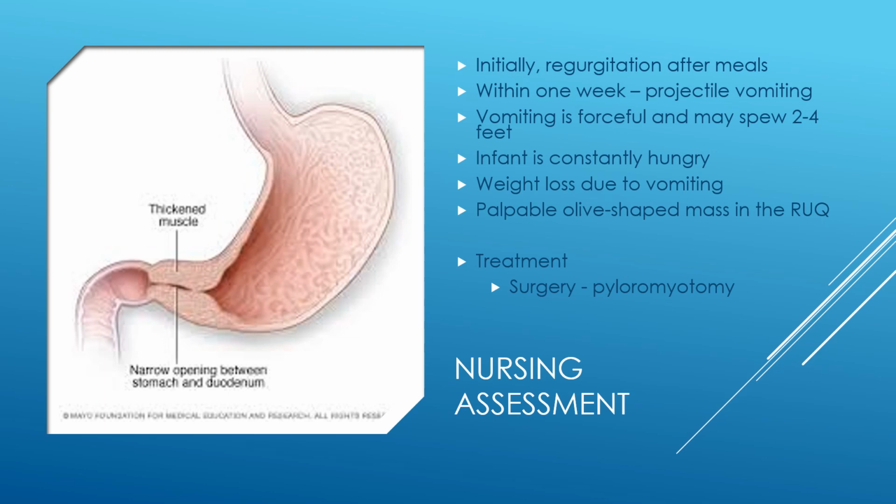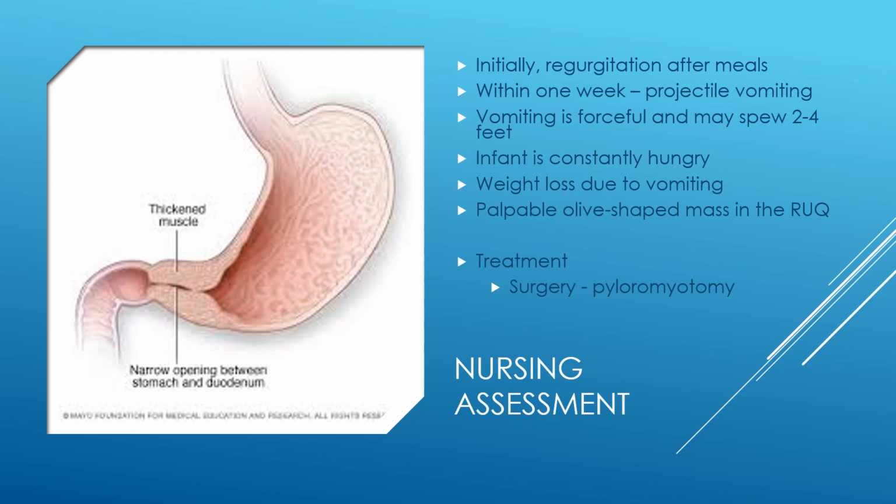So what a nursing assessment is going to include is eliciting information of the present illness and chief complaint. Some common symptoms include, initially, regurgitation after meals. So the parent may say, oh, they have just this little bit of spitting up every time they feed. Then within a week, it's going to be projectile vomiting, right? Because that muscle has thickened and that opening is getting smaller and smaller. So within 1 week, projectile vomiting.